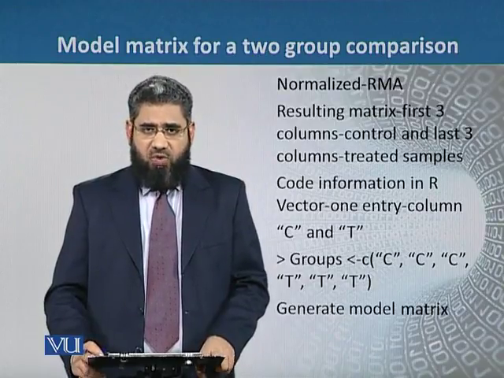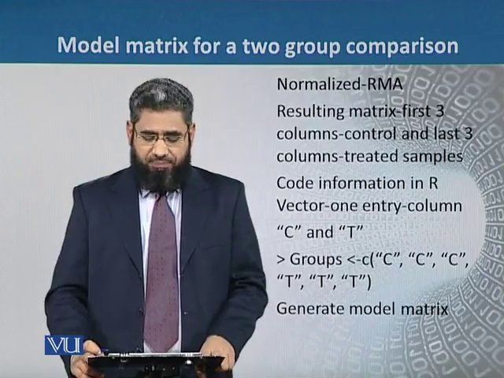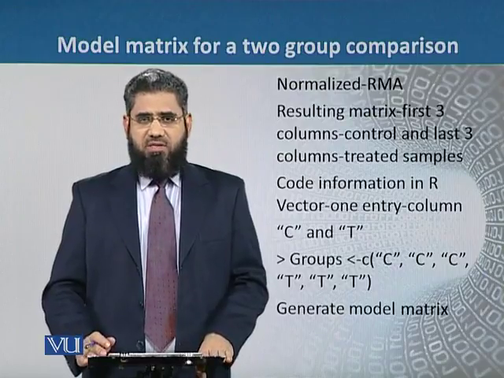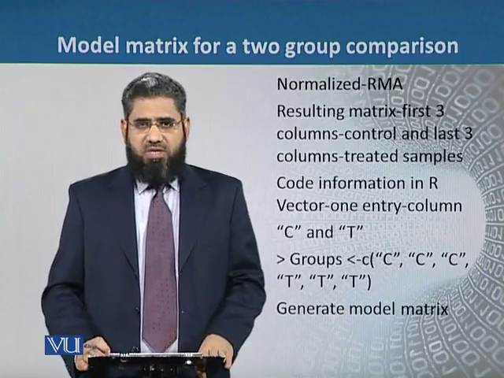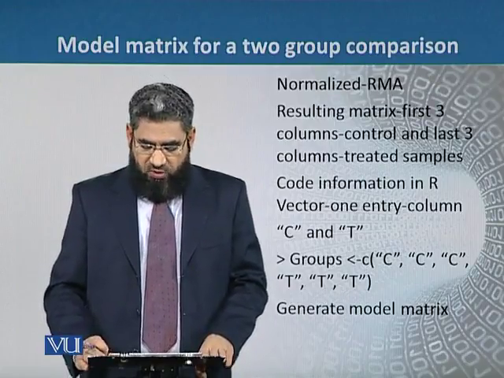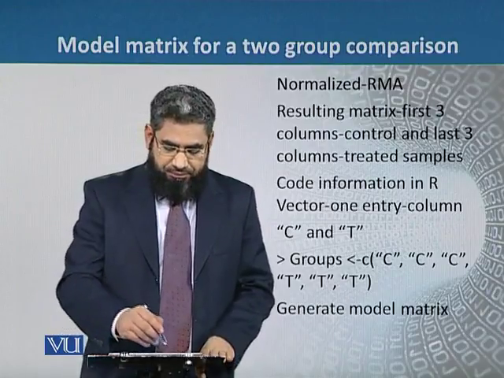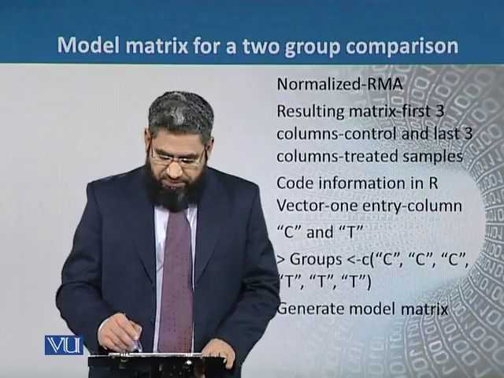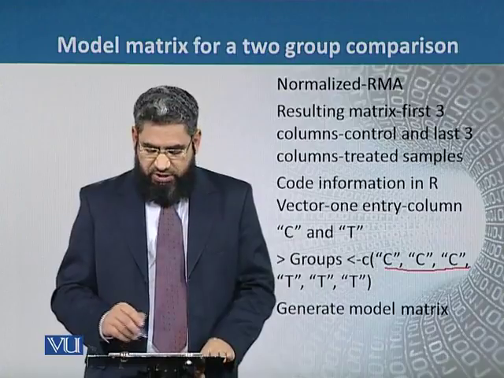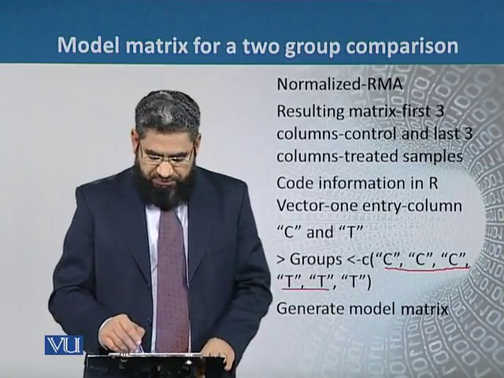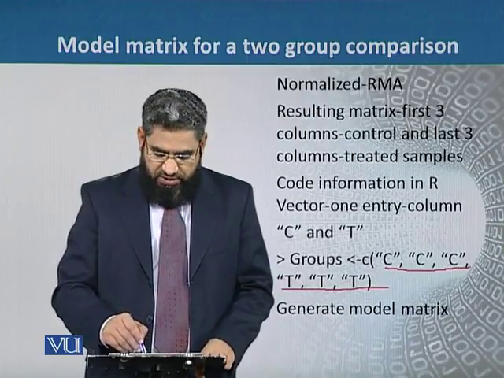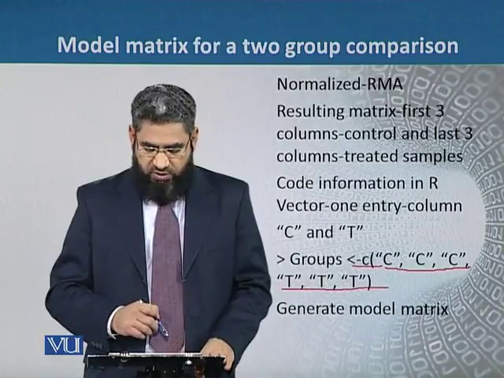The vector is entered one entry at a time for each column. Because we have 6 columns, we can use the codes C and T, where C denotes the control and T denotes the treated samples. Because we have 6 samples, 3 for the control, we use CCC and 3 TTT. We use this command, groups, as the coding.